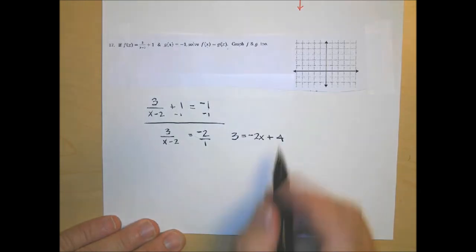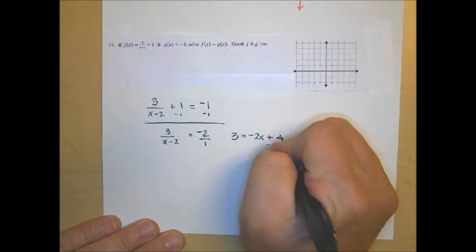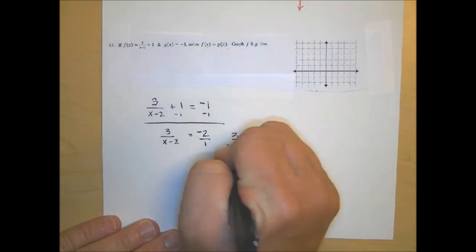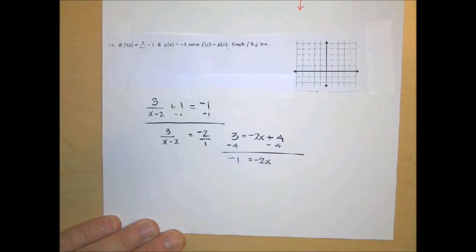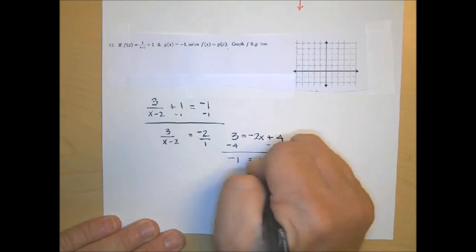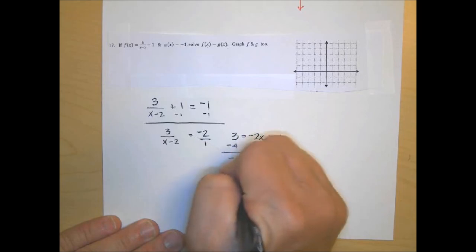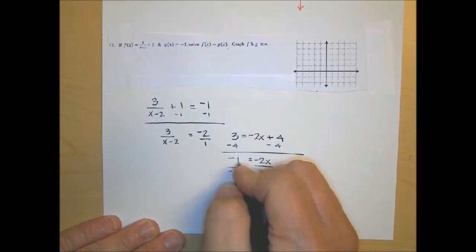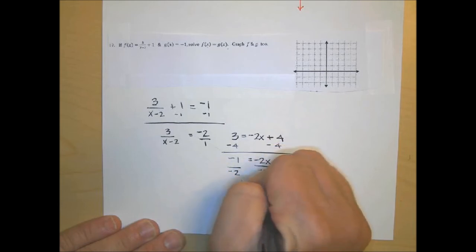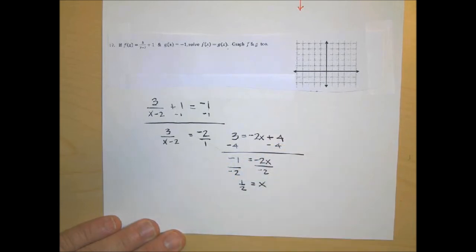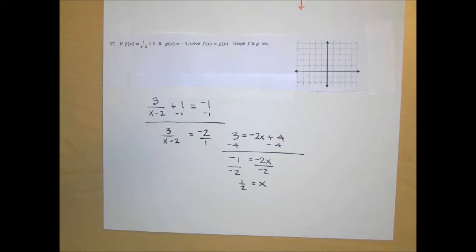So I have a simple little algebra problem right now. I'm going to subtract 4. I'm going to subtract 4. So I've got negative 1 equals negative 2x. I'm going to divide both sides by negative 2. And I have positive 1/2 equals x. Okay, so x equals 1/2. That's the algebraic solution. Okay, now what is the graphic solution?